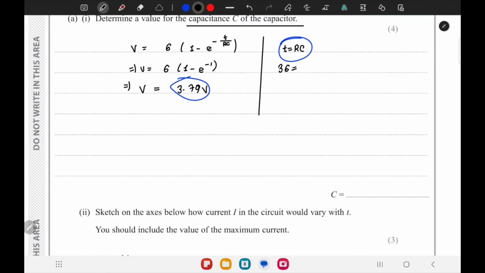So 36 equals the resistance times the capacitance. The resistance is 168 times 10 cubed. We need to find the capacitance. The capacitance comes out to be 2.14 times 10 to the power minus 4 farads.